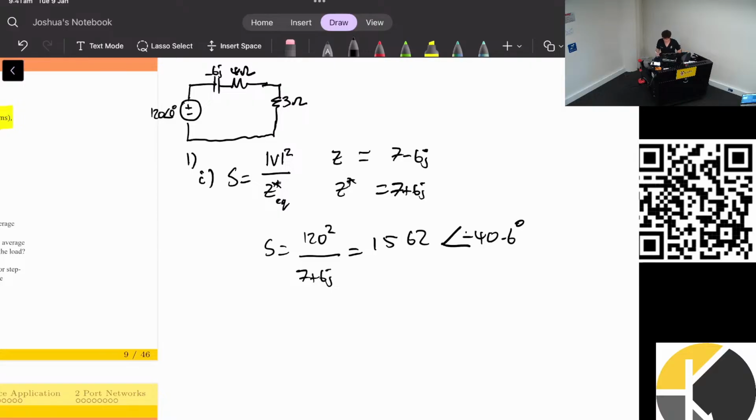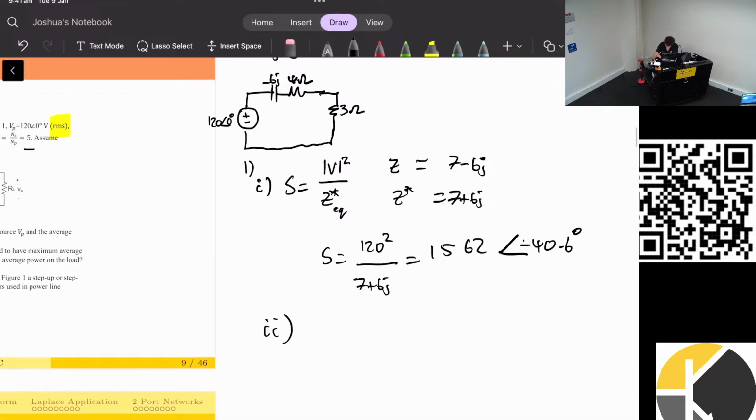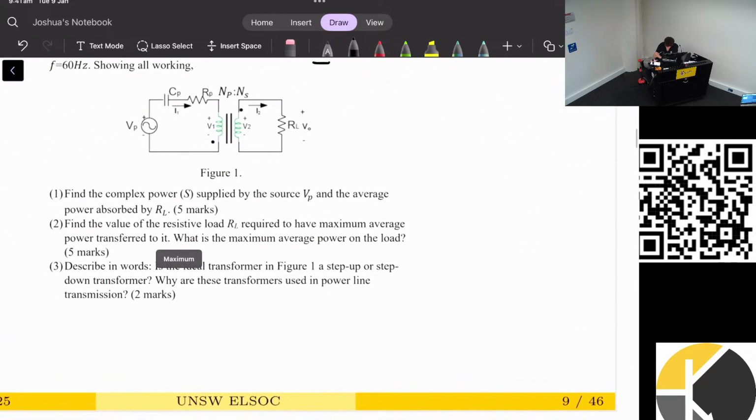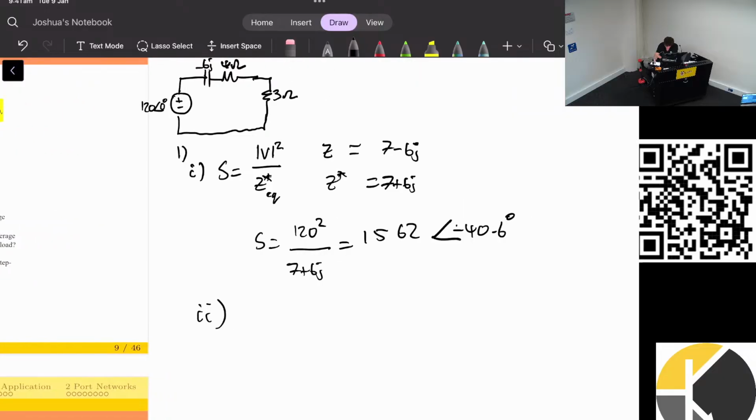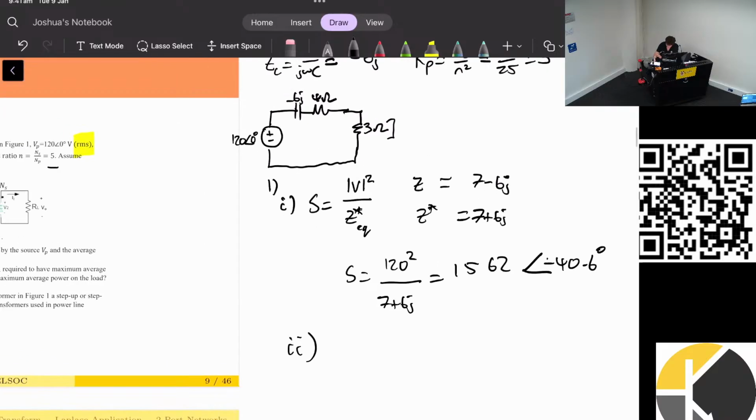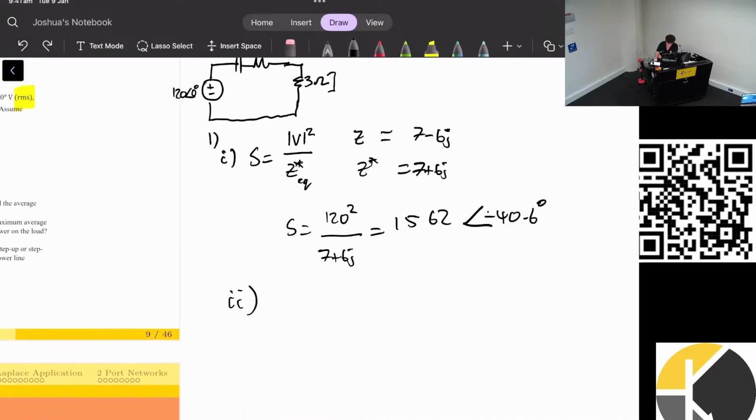Okay. Now, we just have to figure out this part. We have to figure out the average power absorbed by our 3 ohm load. Remember, this component represents all of that. So that is what we're doing here. We're just finding out the equivalent power this thing is sucking up.